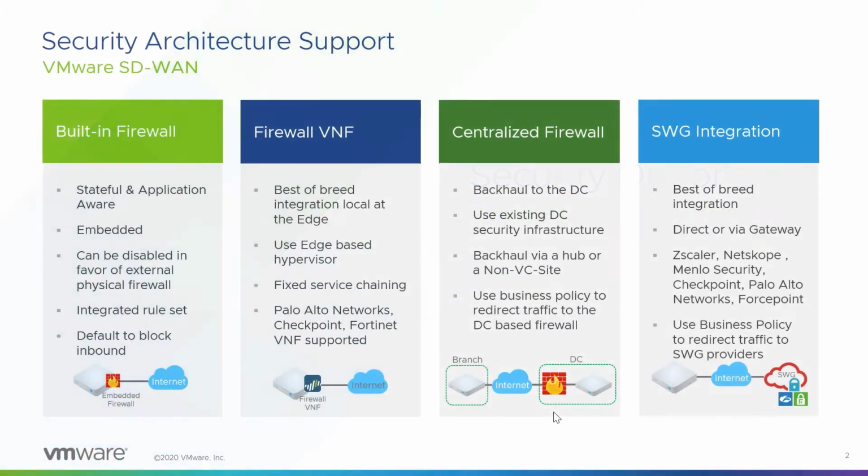Security options. Let's talk about the security architecture support provided by VMware SD-WAN, a flexible approach. Let's start off with the integrated built-in firewall option, a stateful and application-aware firewall, which is session-aware, so it protects against network-based attacks. It maintains a 5-tuple-based session table, tracks TCP, UDP, ICMP states, and discards out-of-state packets.